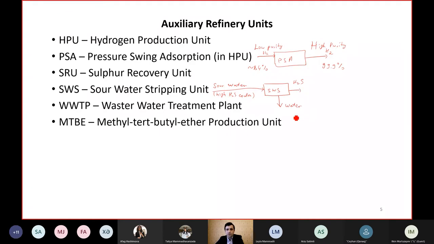Then what we do, we send the water to the wastewater treatment plant, where we treat the water. We clean all the impurities, the hydrocarbons. We also treat it biologically. And then we send the water to, let's say, the Caspian Sea. We have a wastewater treatment plant in Baku, Azerbaijan, but we don't have reverse osmosis. If you have reverse osmosis, you can also use it as drinkable water.